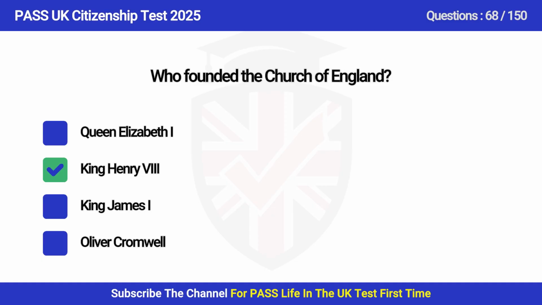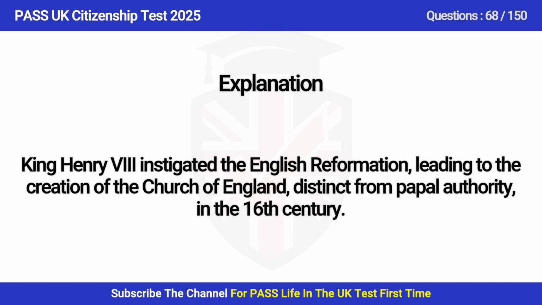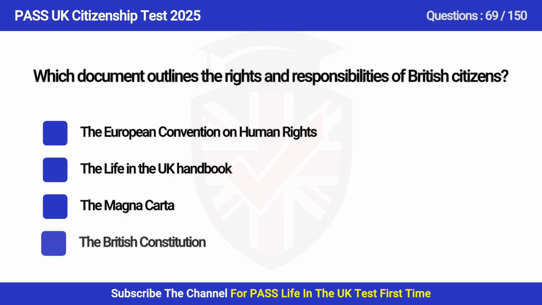Answer is B. King Henry VIII. King Henry VIII began the English Reformation, leading to the creation of the Church of England, distinct from papal authority, in the 16th century. Question 69. Which document outlines the rights and responsibilities of British citizens?